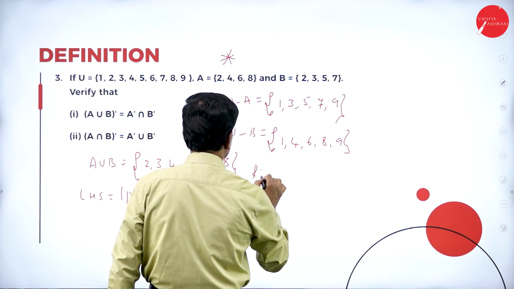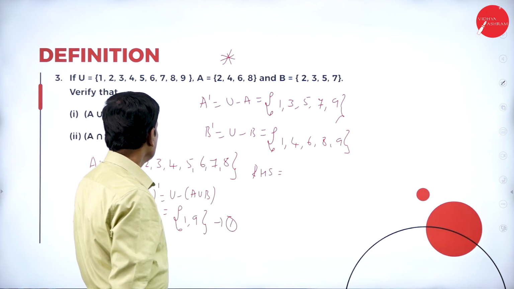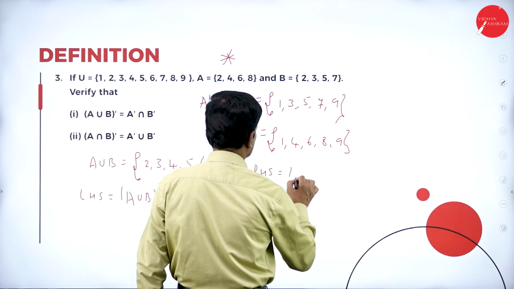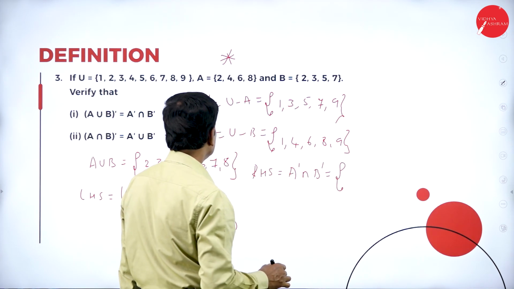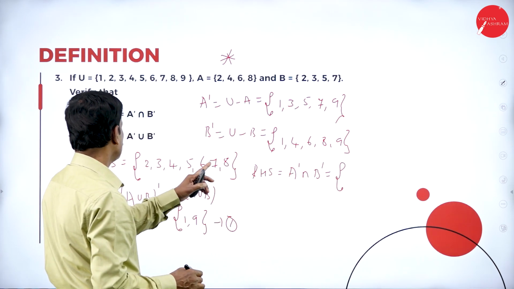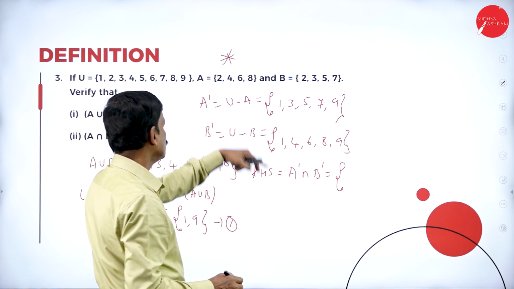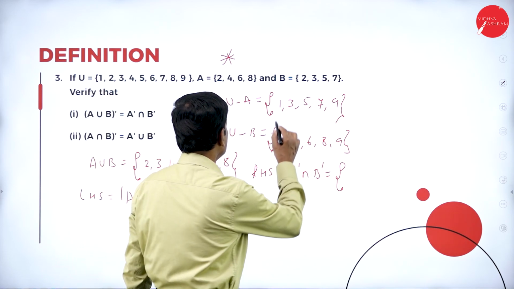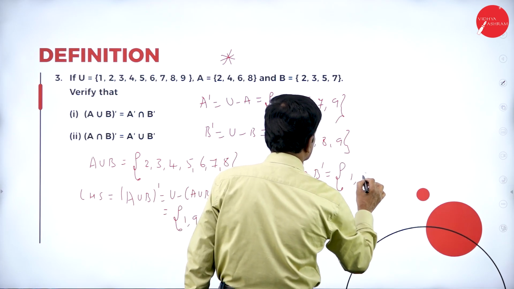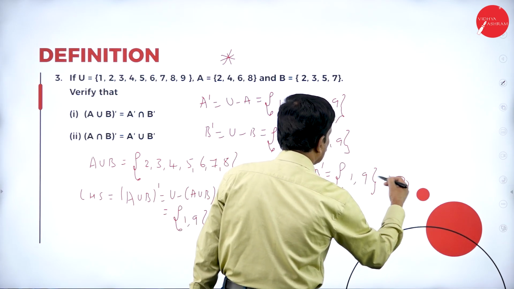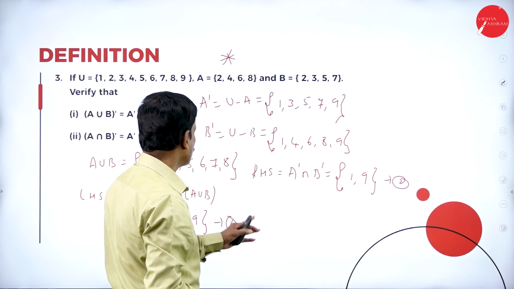Then write down the RHS. RHS is A dash intersection B dash. So, what is A dash intersection B dash? The intersection of these two, A dash and B dash. So, what is the common element in these two? 1, then 3, 5, 7 and 9. So, these two are the common elements, 1, 9. What do you say from these two?